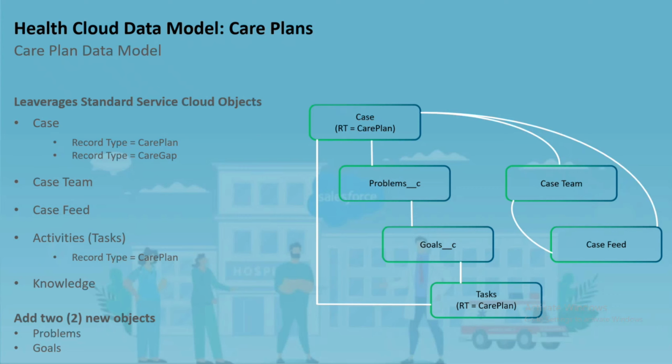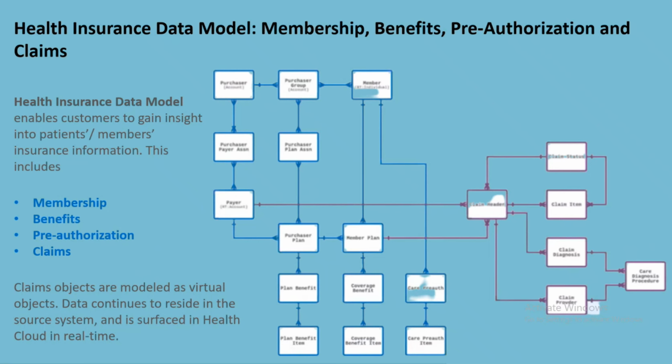Then we have the health insurance data model: memberships, benefits, pre-authorization, and claims. The health insurance data model enables customers to gain insight into patients' or members' insurance information. This includes membership, benefits, pre-authorization, and claims.